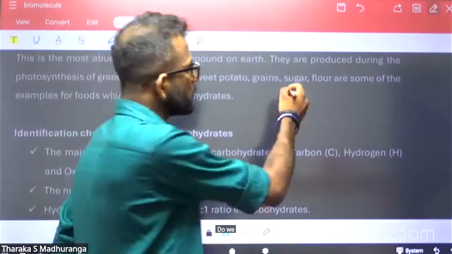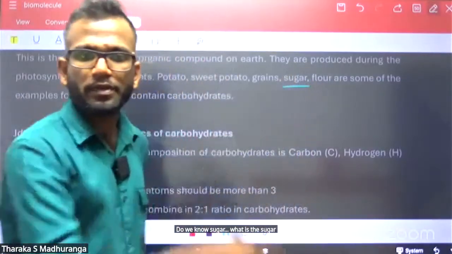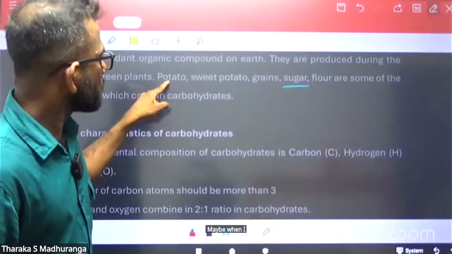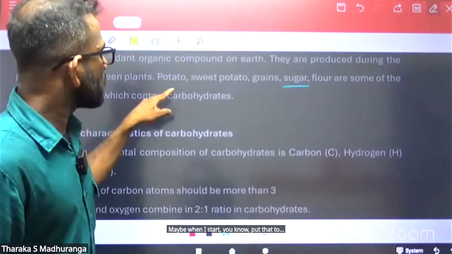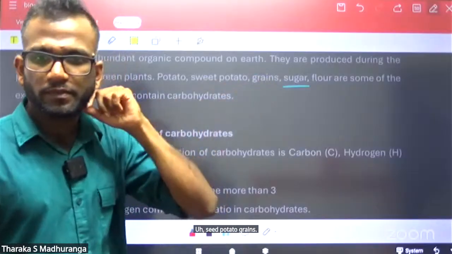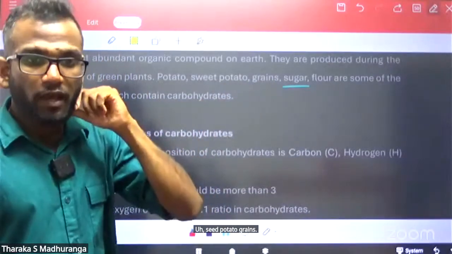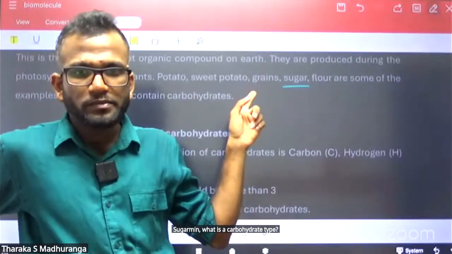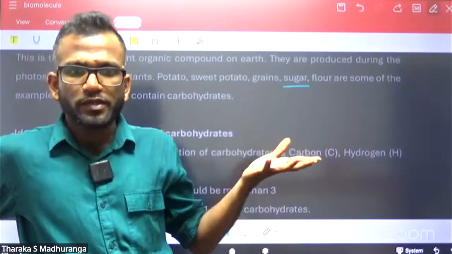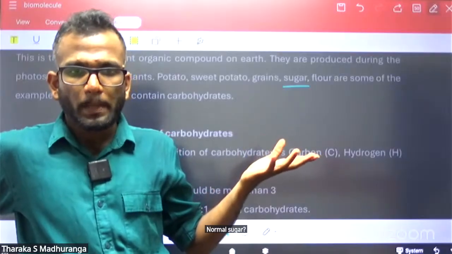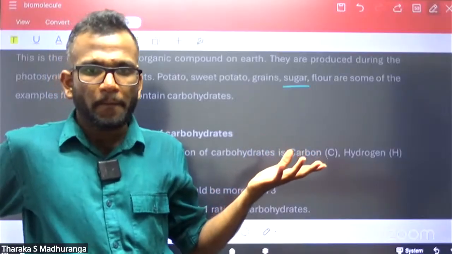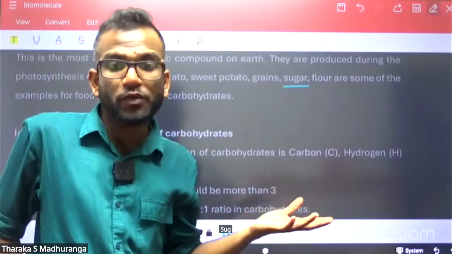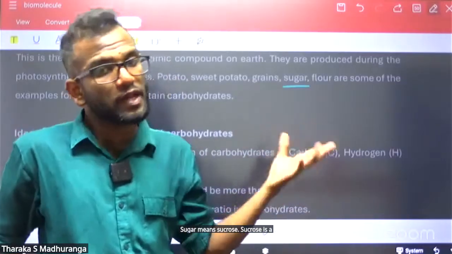Do you know sugar? What carbohydrate type is sugar? Starch, no? Potato, sweet potato, grains, they are starch. Sugar means what carbohydrate type? Normal sugar? Sucrose, very good. Sugar means sucrose. Sucrose is a disaccharide, starch is a polysaccharide.